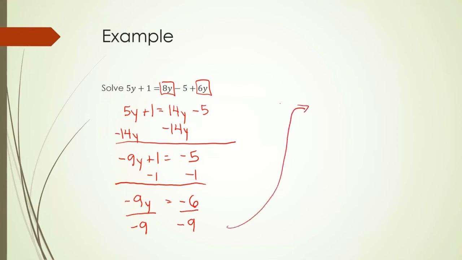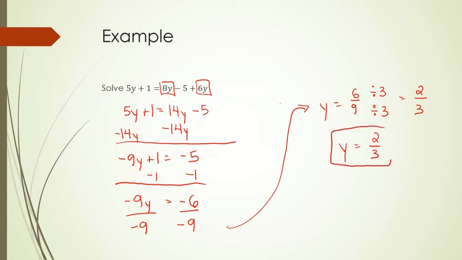And now I'm going to move a little arrow here. So I have negative 6 over negative 9. So negative divided by negative is a positive. So I have 6 over 9. But 6 over 9 can be reduced. So I can divide both of those values by 3. So 6 divided by 3 is 2. 9 divided by 3 is 3. So this gives me a final answer of 2/3.